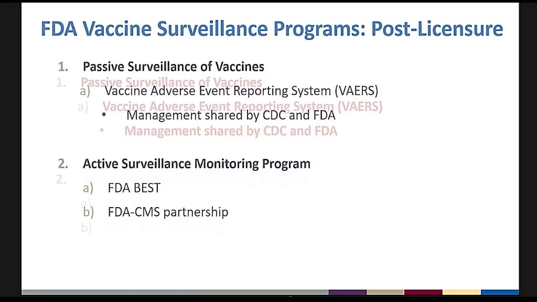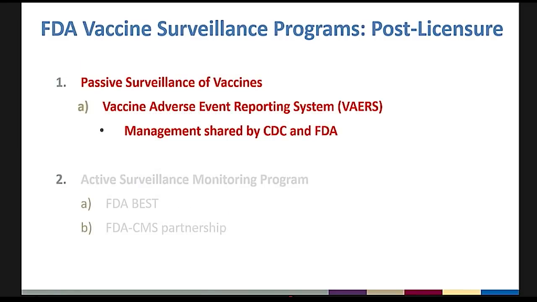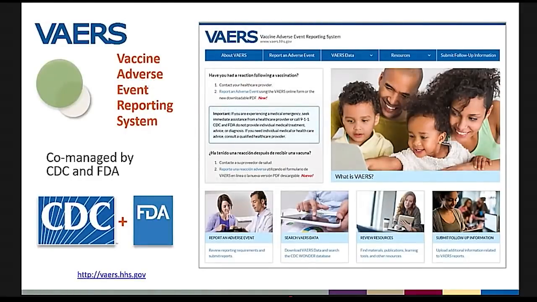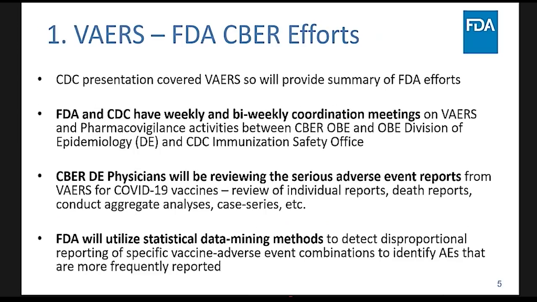Next slide, please. So focusing just on the passive surveillance, this includes the Vaccine Adverse Event Reporting System. It's a system that's co-managed and shared by CDC and FDA. Tom Bakura in the next presentation will be talking more in depth about VAERS, so I will leave it to him to talk about that and just give you a few high-level details on FDA's role and what we're doing with VAERS in partnership with CDC.